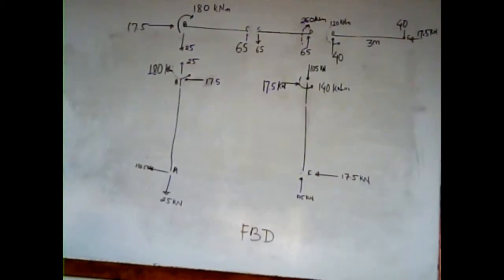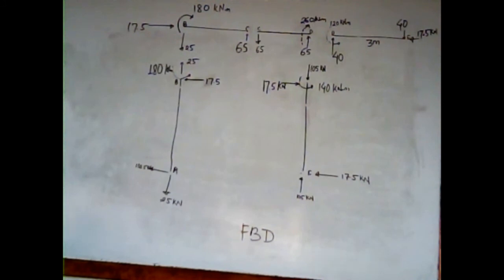So to balance this, an upward force of 25 kilonewton will be acting, as shown in the figure here. So 25 is acting downward, and to balance this, 25 is acting upward. Likewise, 102.5 kilonewton is acting towards the leftward direction, and we need to balance this force here.